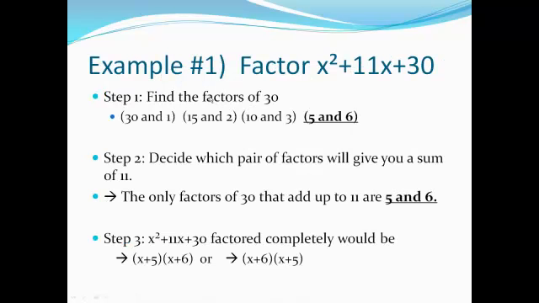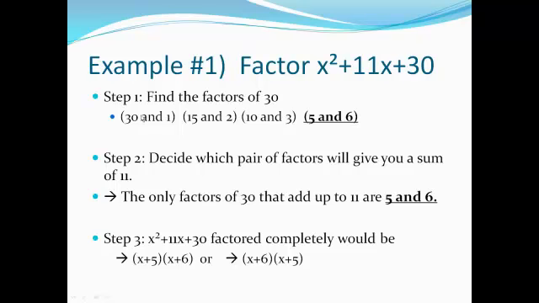Now, noticing those trends, let's do the opposite of distributing, which is factoring. I want you to factor x squared plus 11x plus 30. To do this, step 1 is to find the factors of 30, which is what numbers multiplied give you 30. And those are 30 and 1, 15 and 2, 10 and 3, and 5 and 6. Step 2 is decide which pair of factors will give you a sum of 11.